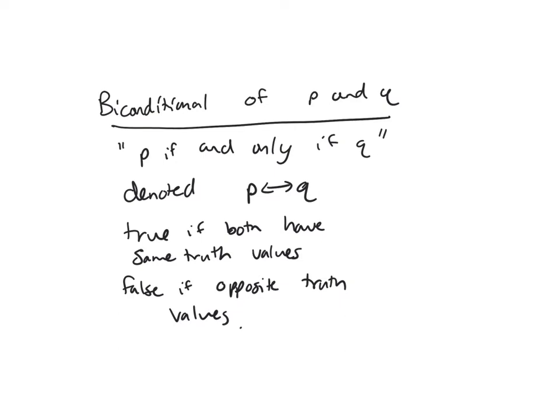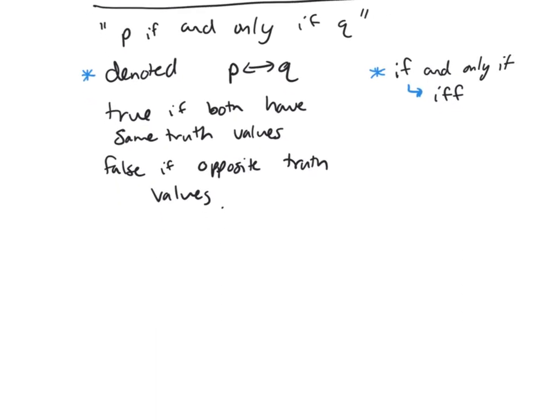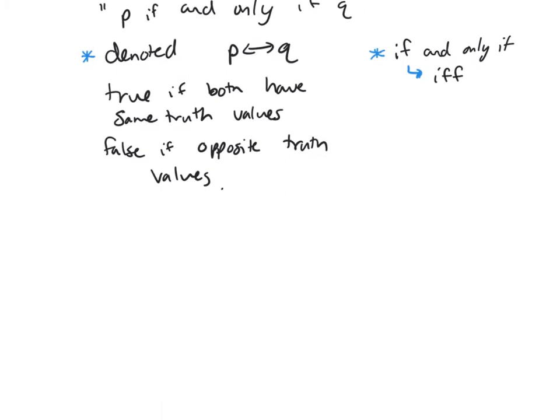So I did want to mention too that if and only if often gets abbreviated as IFF. Okay, so if you see IFF, it means if and only if. So let's look at the truth table for this biconditional statement.